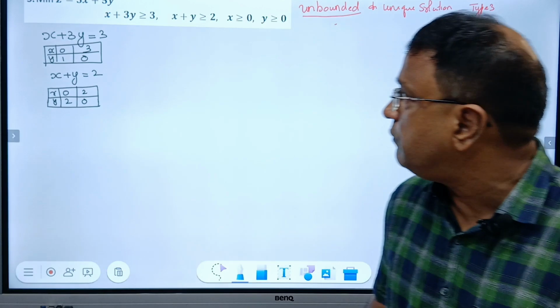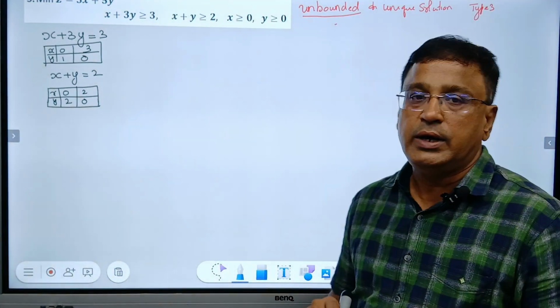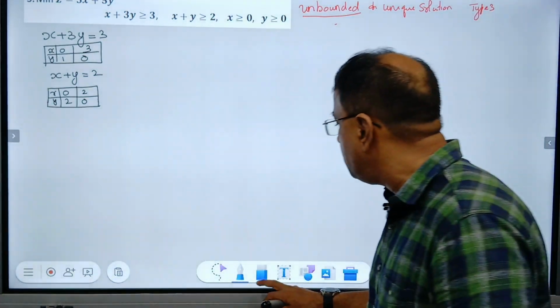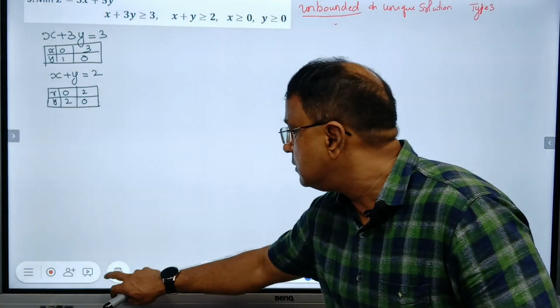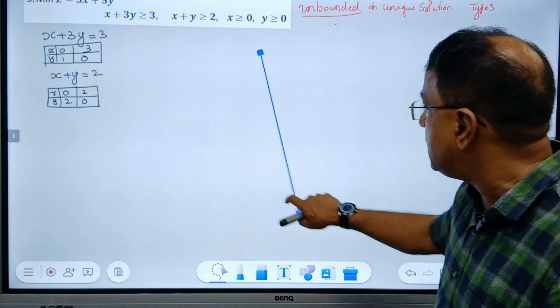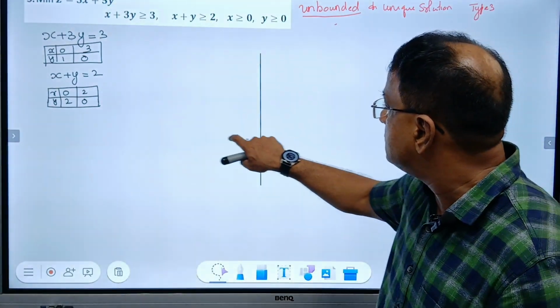Now the maximum value of x is 3 and maximum value of y is 3. So the graph is not going to be very complicated. Okay. So let's see how it goes. So I have the x-axis and the y-axis.